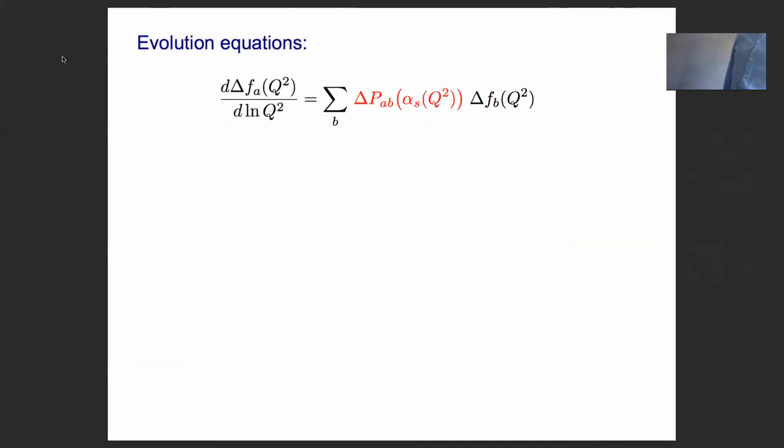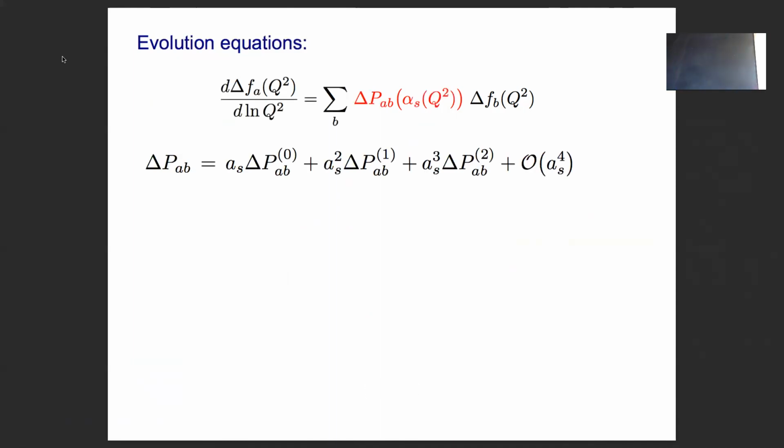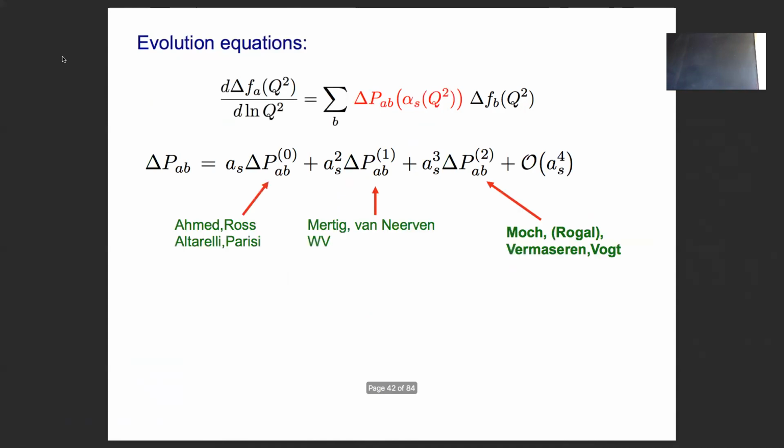The splitting functions are perturbative objects that can be computed in perturbation theory. I'm expanding them in a_s, which is alpha_s over 4 pi. And so the first term would be the lowest order, known since 1977. Next would be the NLO contribution, for which you need to compute two loops in order to derive this.